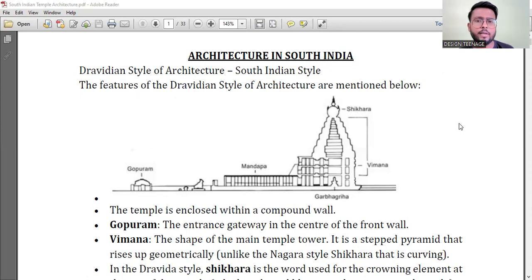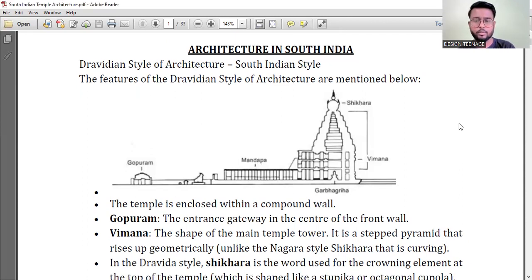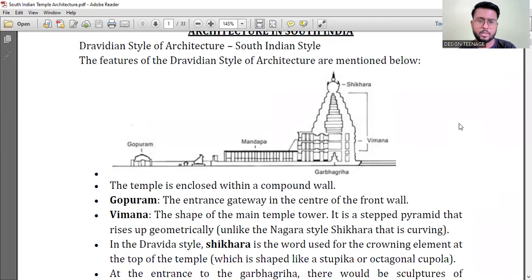Okay, so now let's talk about architecture in South India, or architecture in South Indian temples specifically. First of all, the temple architecture in South India is known as the Dravidian style of architecture. The features of the Dravidian style are mentioned below. We will go through them and understand, in terms of structural aspects, what we see here, a diagrammatic representation, what each one represents, and why it is used. Most importantly, this sketch or diagram which you see is the elevation of the South Indian temple from one particular side.